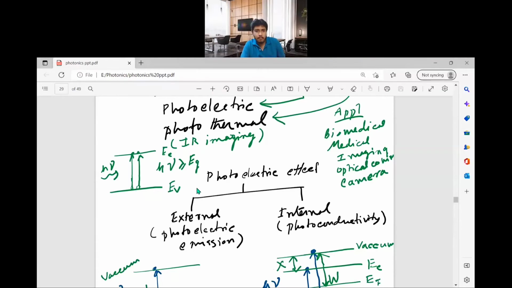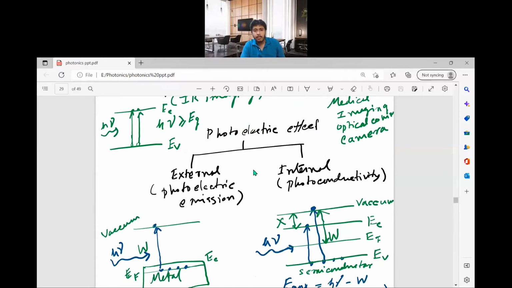So that is the measuring property. Okay. So the photoelectric effect can be termed as two types: external photoelectric effect and internal photoelectric effect. Internal photoelectric effect means the electron generated by absorbing the light or photon will stay in the conduction band. They are not coming out from the conduction band to the vacuum. So this is known as photoconductivity.